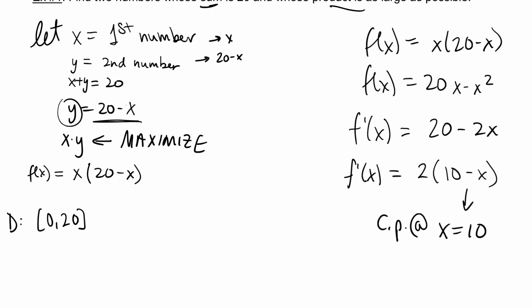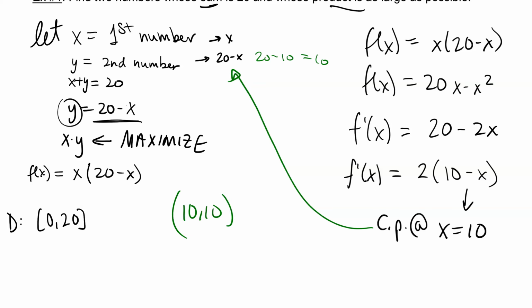Remember, how do I find y? 20 minus x. Let's plug it back in. 20 minus 10 is 10. So my numbers are literally 10 and 10. These are the two numbers. Add them, you get 20, and multiply them, you get 100. Spencer first said 9 and 11. That adds to 20 and multiplies to 99. 100 is more than 99.